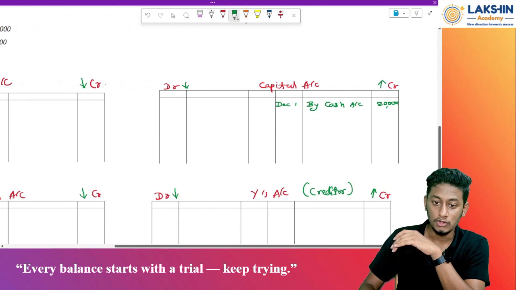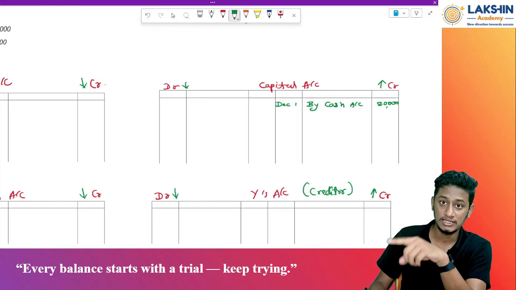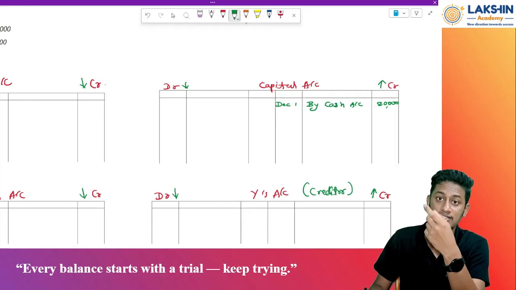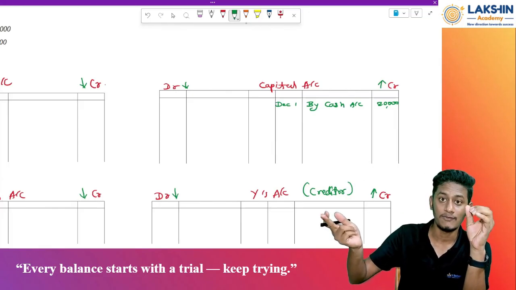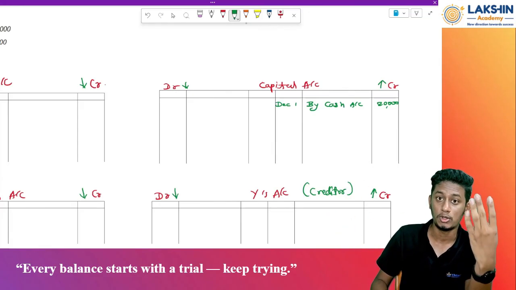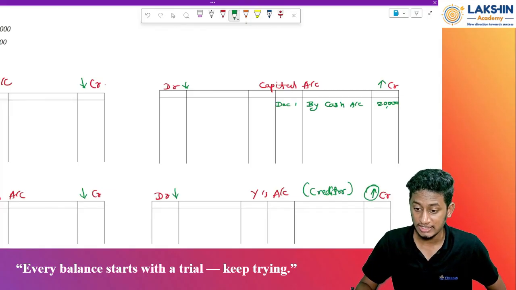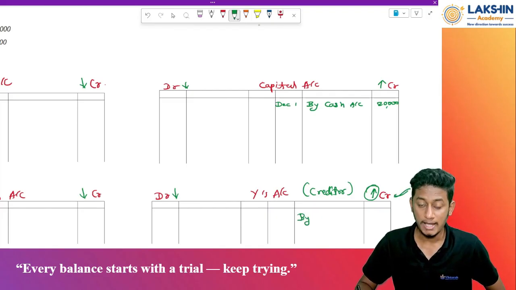Now coming to Y's account. Now you could tell me, because I have purchased the goods on credit and not paid him, will the balance of creditors increase or decrease? It will increase, because today it was zero, but tomorrow I have to pay him some money, right? So it is increasing in my books of account up to 4,000 rupees. So the creditors balance is increasing, and whenever there's an increase, I will credit the account. So, by purchases. Why has it increased? Because I have purchased some goods. Therefore, by purchases account, rupees 4,000.